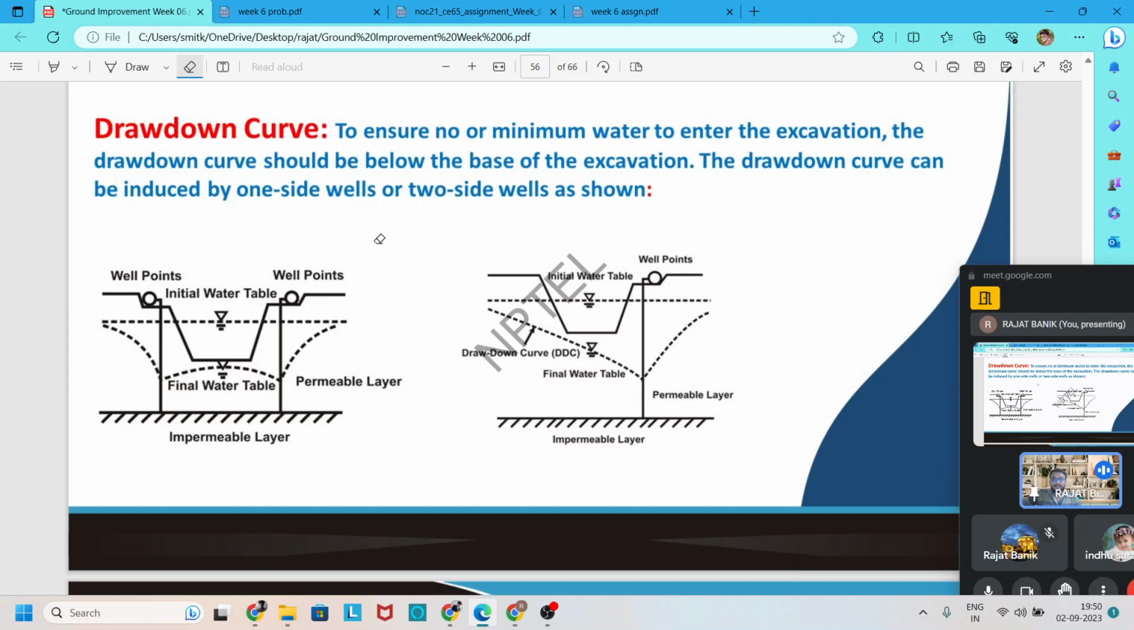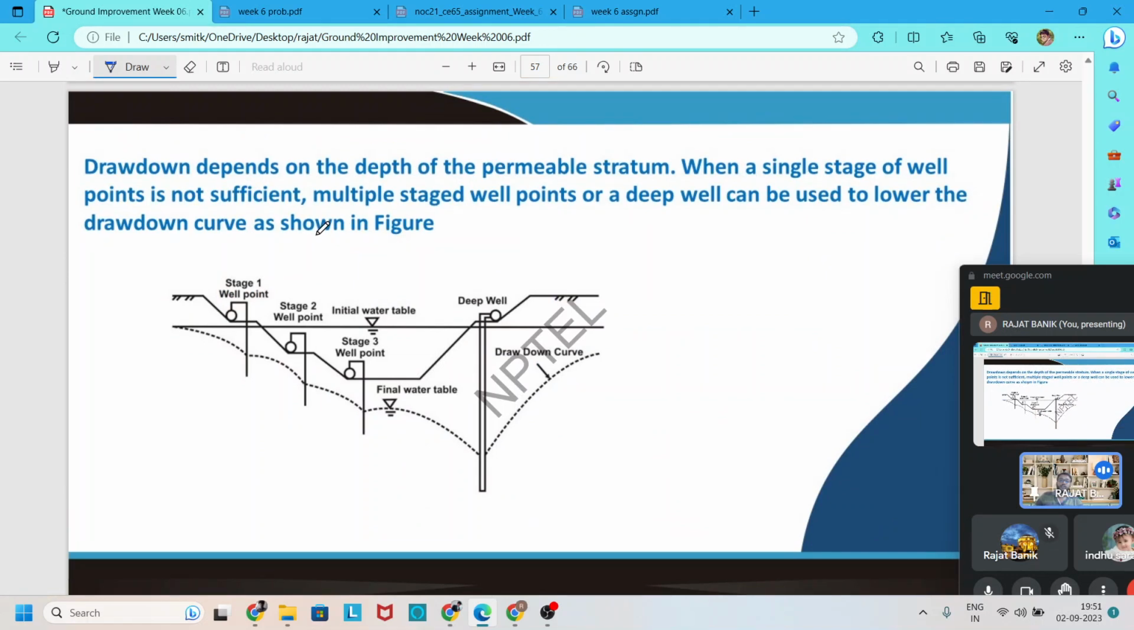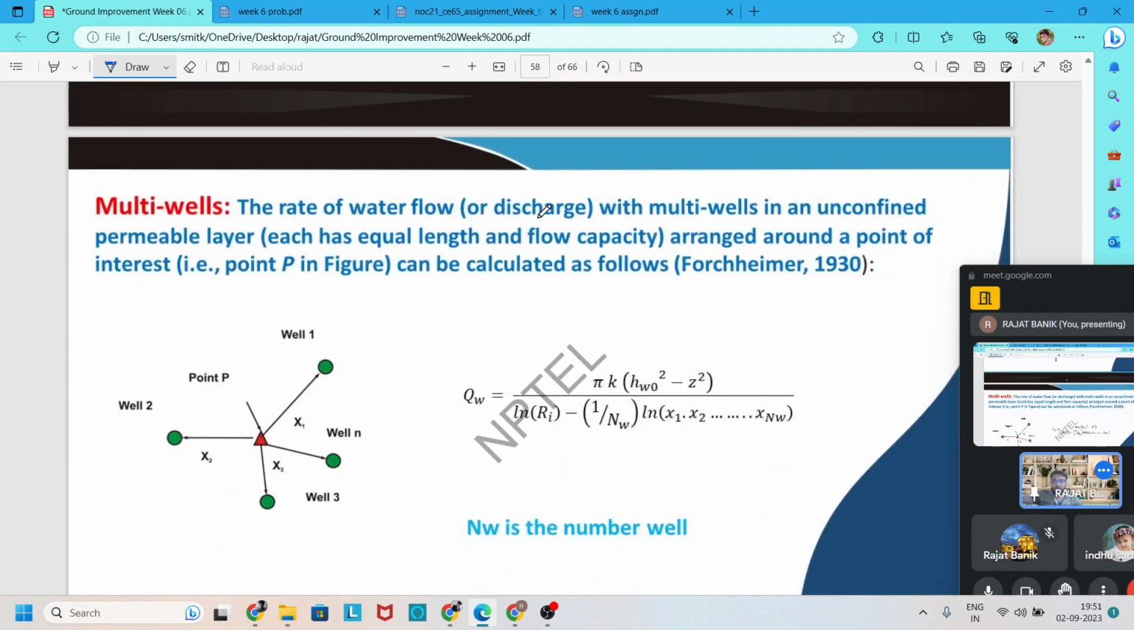So we already discussed in this slide the two different ways we can draw down the groundwater. One is if we apply it on one side of the excavation, and the other is if we apply it on both sides of the excavation. If we apply it on both sides, the groundwater table is drawn down like that. If we apply it on one side, the groundwater table is lowering like that. And if we also apply the mass system, we already discussed all these points.